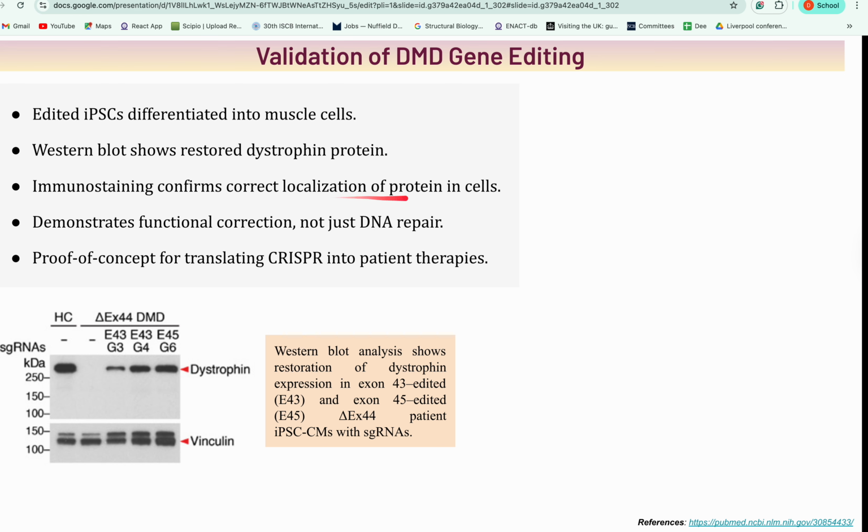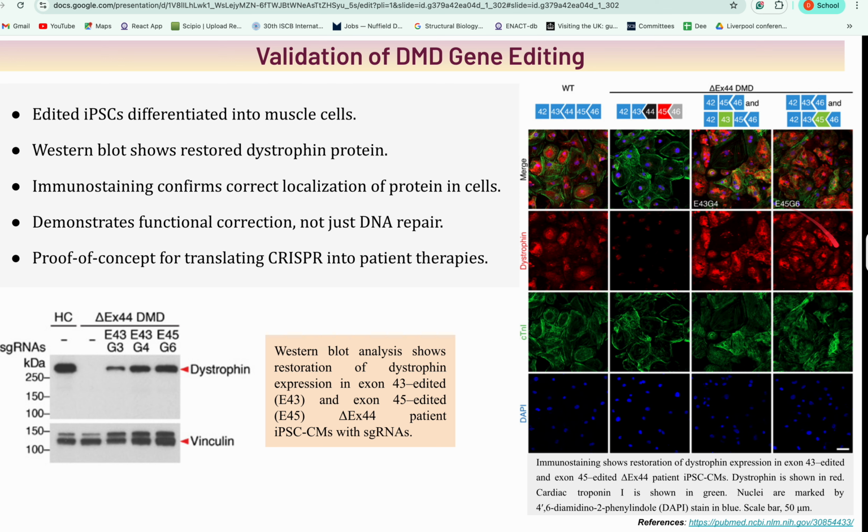Immunostaining also confirms the correct localization of the protein in the cell, and this demonstrates the functional correction, not just the DNA repair. So functionally also it's corrected, because the protein is now getting synthesized. So this is the proof of concept for translating CRISPR into patient therapies.